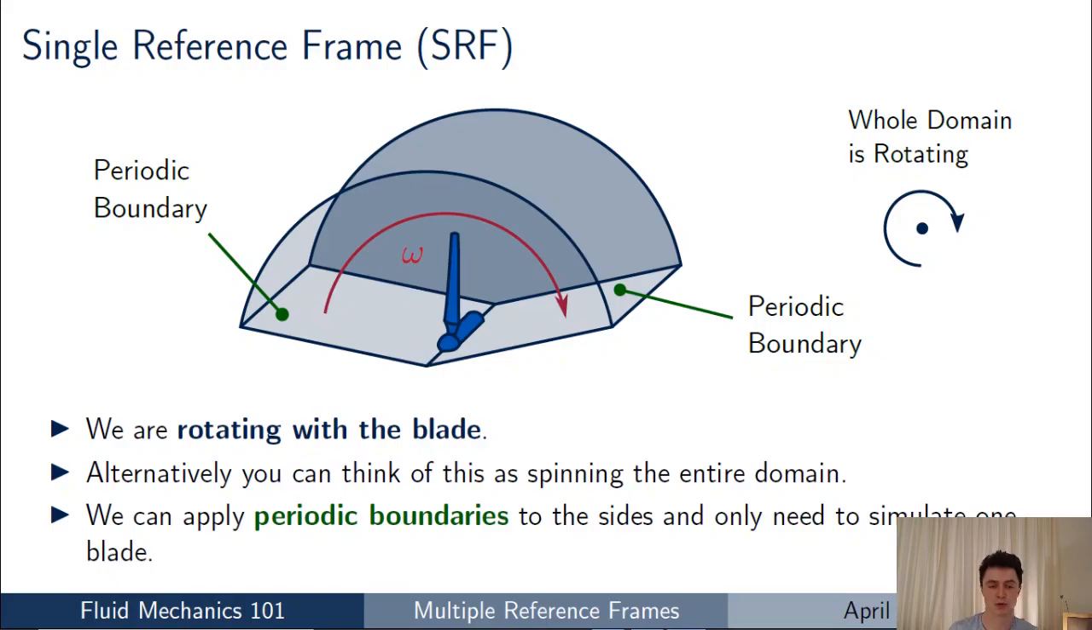And this approach that we've gone through so far is often called the single reference frame, or the SRF approach. And the reason it's a single reference frame is the entire domain of the computation is effectively rotating with the blade. And we can't always use this approach, but this is one simple approach that we can set up in order to work out how to do a multiple reference frame approach, which I'm going to talk about next.